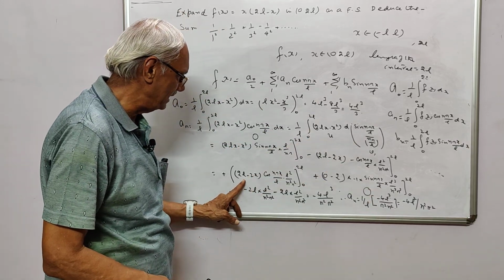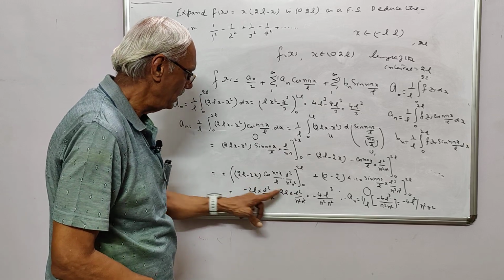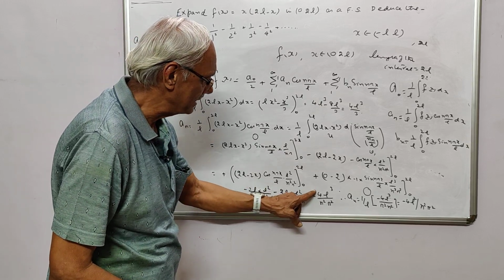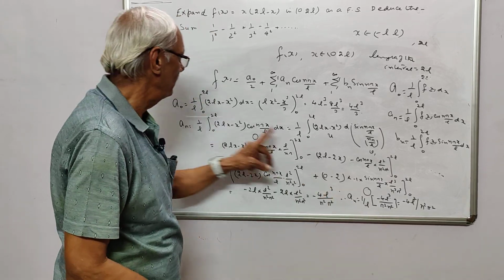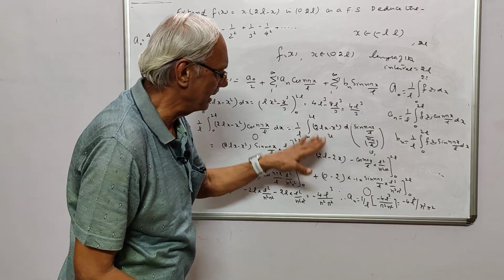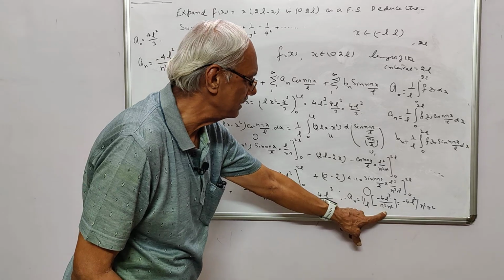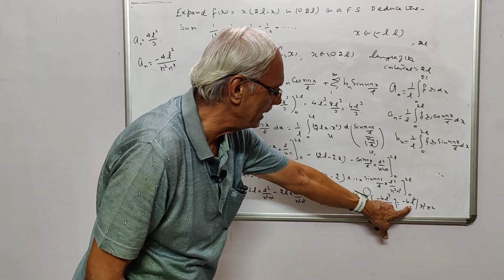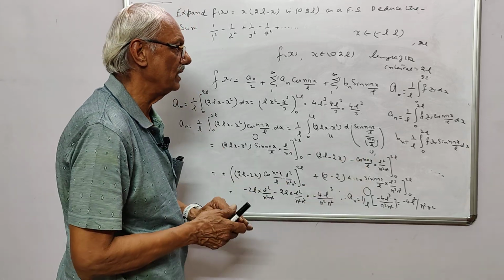Other part I have done here. See, you apply 2l here, you get this result. You apply 0 here, you get this. When you simplify, it is minus 4l cubed by n squared pi squared. Therefore, your an will be equal to 1 by l into this integral. What is the integral value? Minus 4l cubed divided by pi squared n squared. So you get minus 4l squared divided by n squared pi squared. So this is what we get.